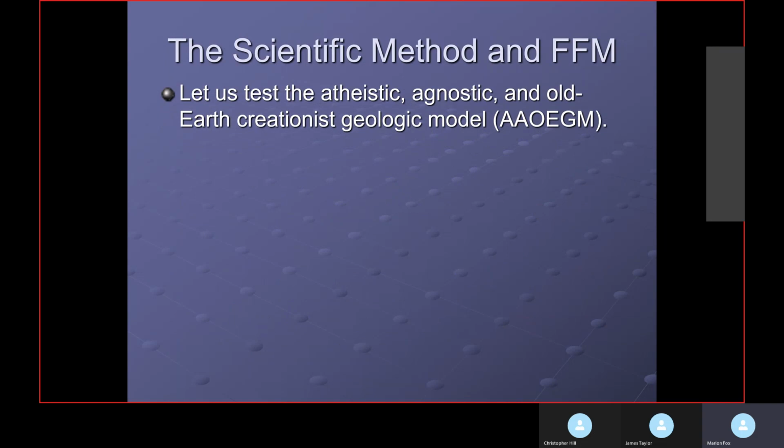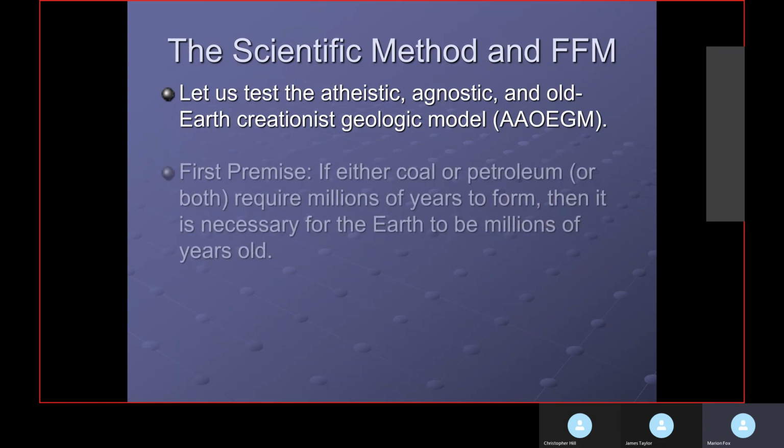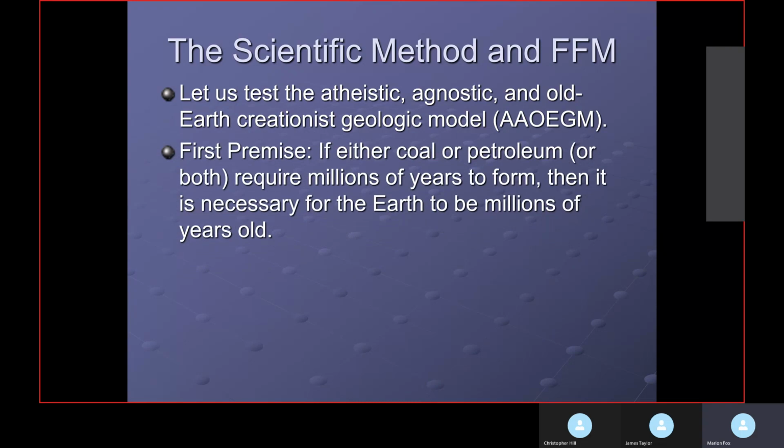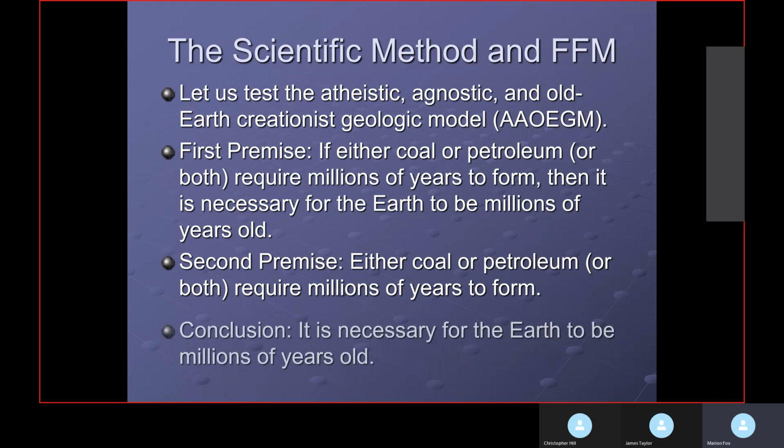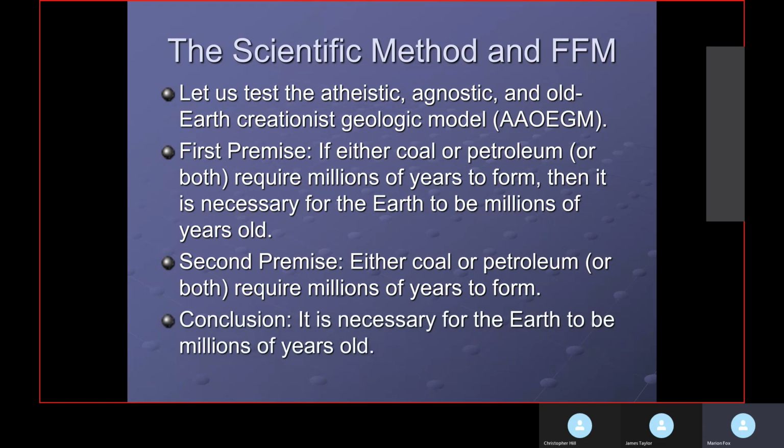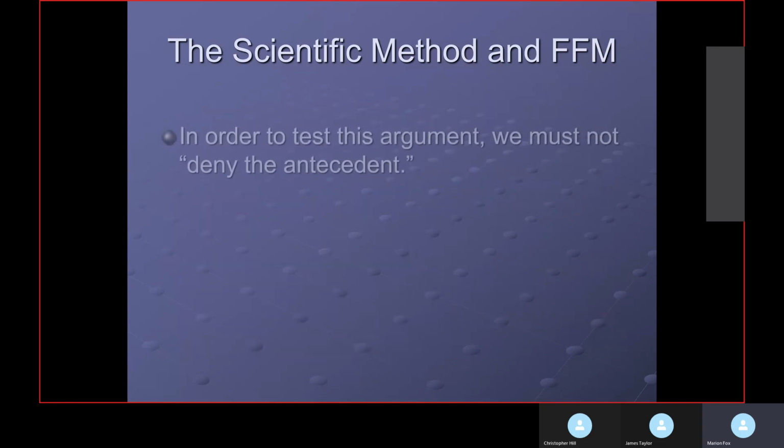If we test the atheistic, the agnostic, old Earth creationist geologic model, we ask this question: if either coal or petroleum or both require millions of years to form, then it's necessary for the Earth to be millions of years old. That's their claim. Used to be an argument they made. Now, that's basically what they were arguing.